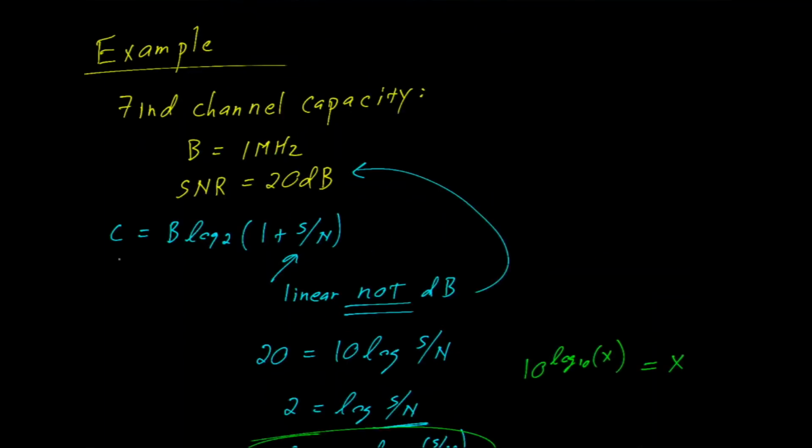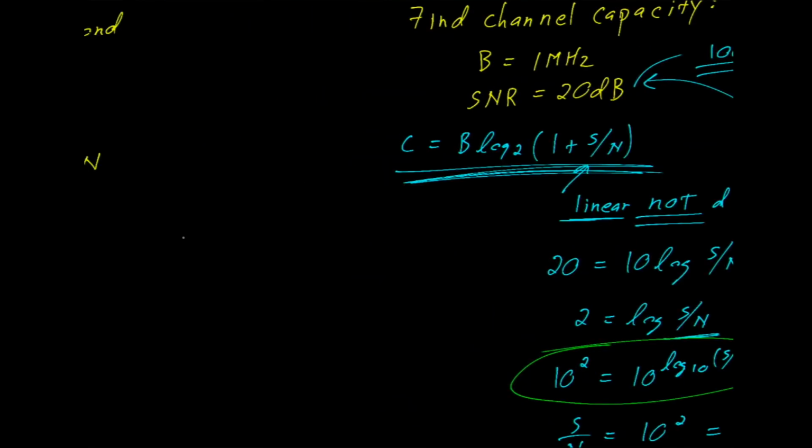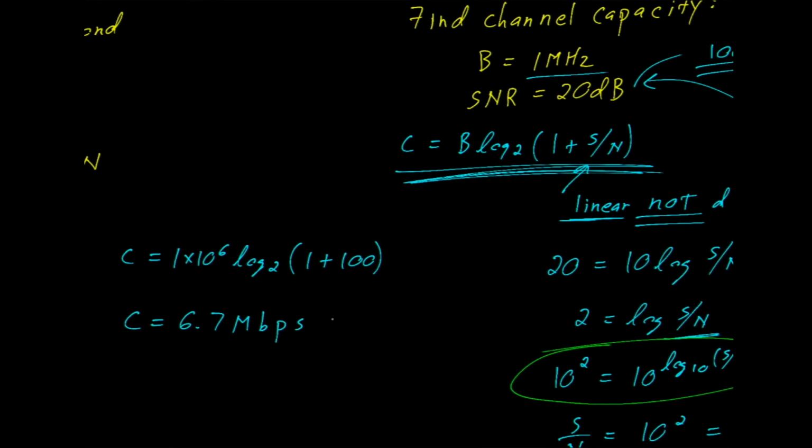Anyway, where were we? We had this equation. It required a linear signal-to-noise ratio. We converted 20 dB to 100. We can now use the equation. C is equal to our bandwidth, which is 1 megahertz, log base 2 of 1 plus 100, which yields a channel capacity of 6.7 million bits per second, or if you care, that's approximately 830 bytes per second, with the understanding there are 8 bits in a byte.